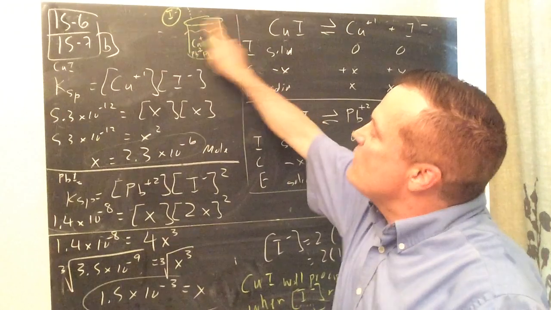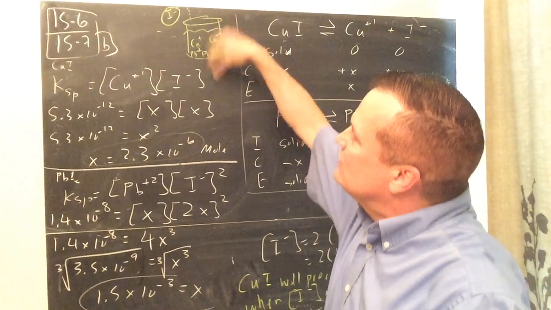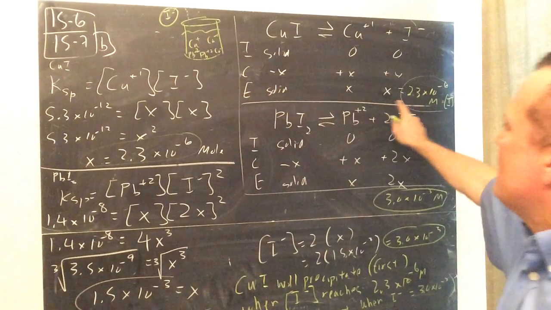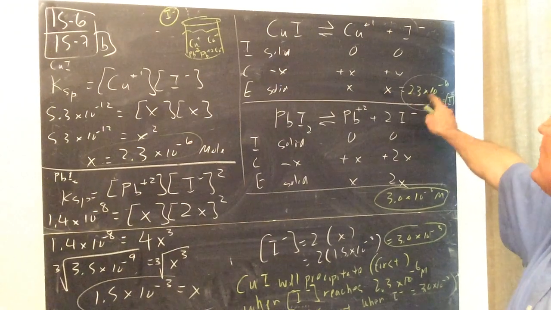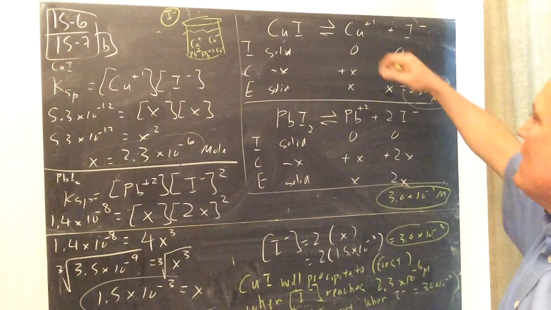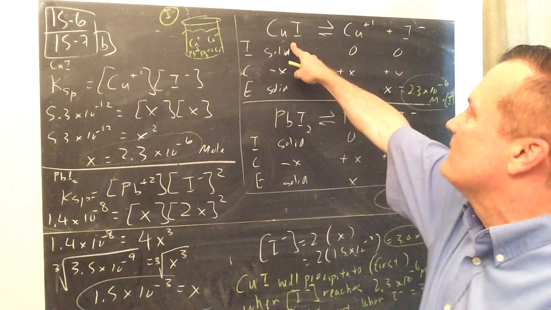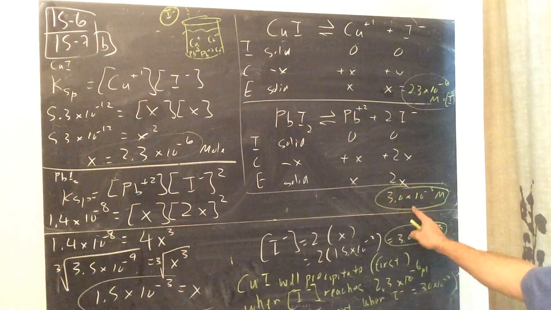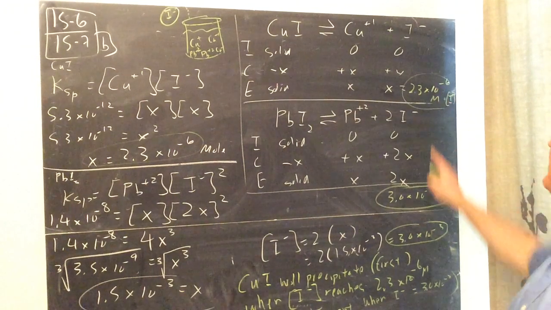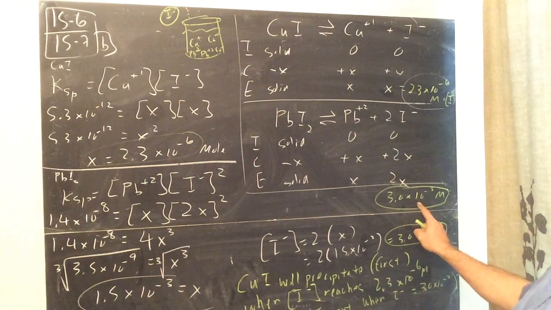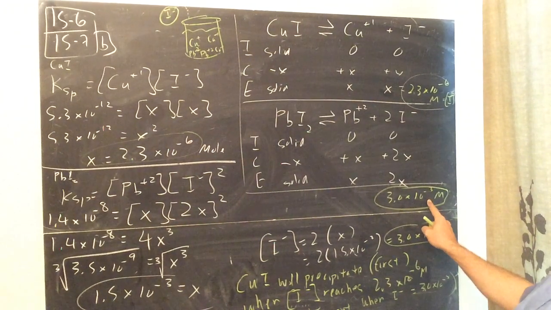Every time I put, there's no iodide to begin with. I put 1, 2, 3, 4. I put more and more. When the iodide gets to 2.3 × 10^-6, that's a small number, now solid CuI will form. But for lead(II), it's not going to form yet. It's not going to form until iodide gets to a bigger number, 3 × 10^-3 molar.